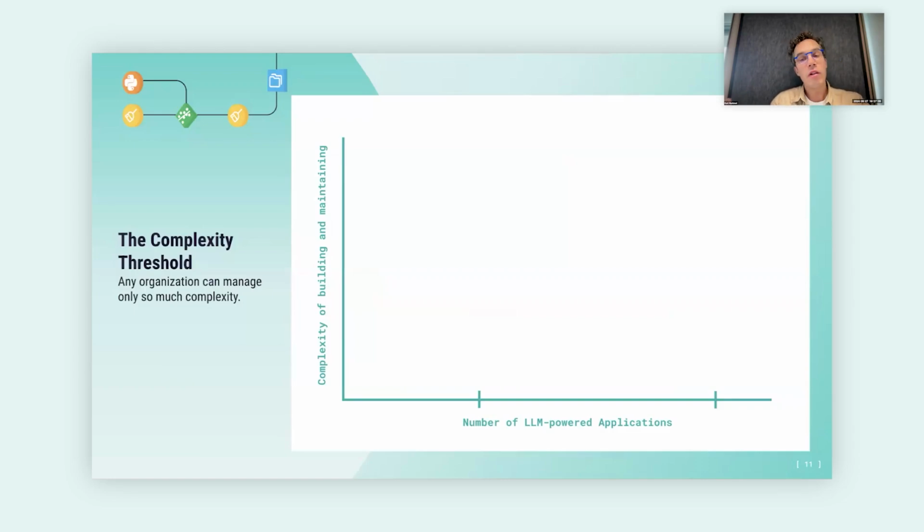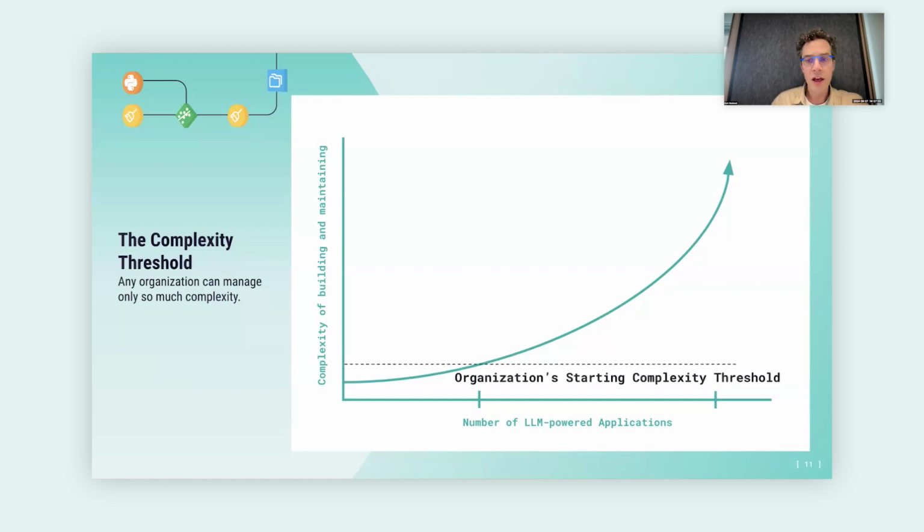And we know that as you have more LLM powered applications, the complexity is going to go up. Probably following some sort of exponential function, because adding one more application probably means more than just plus one in terms of maintenance, because you have to manage those interconnections, those dependencies among all of the different applications as well. And so any organization is going to have some complexity threshold at its starting point. And that's going to define the number of LLM applications that it can have, that it can maintain, that it can build, right? And remember, these applications, the ones that you build, are the most important ones.